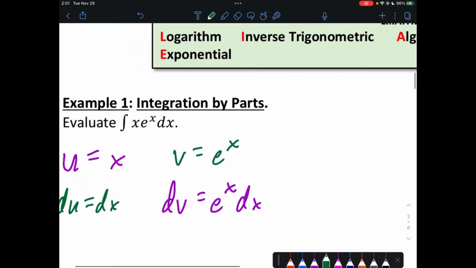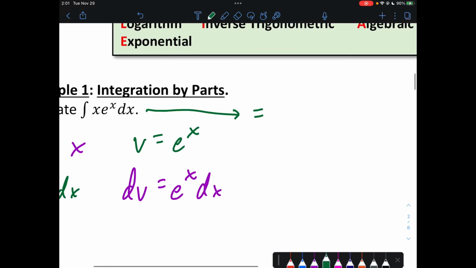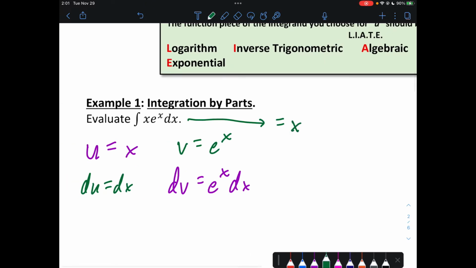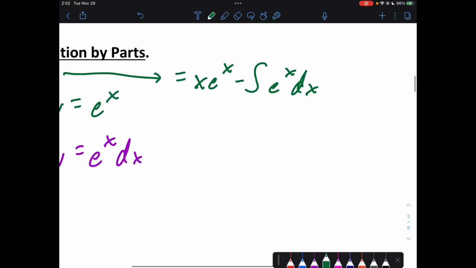So now using this formula, the integral of u dv equals uv minus the integral of v du. So our answer then would be x e to the x minus the integral of e to the x, which is e to the x, plus c.